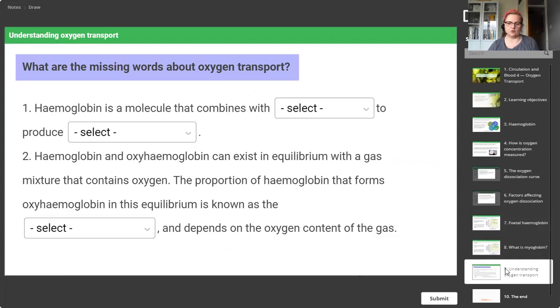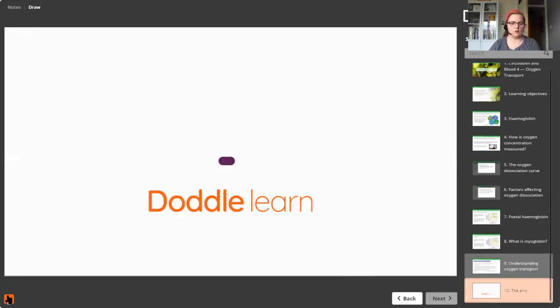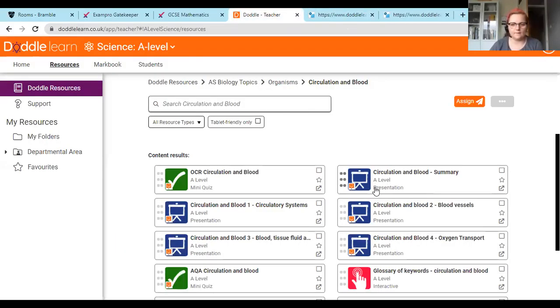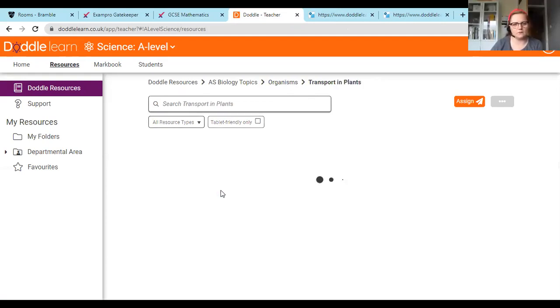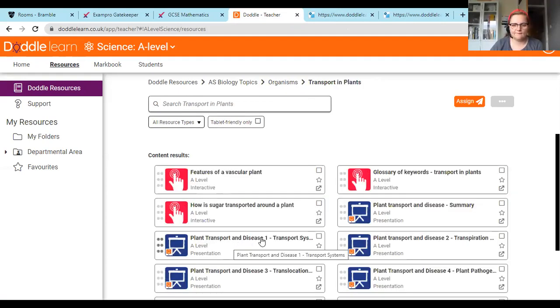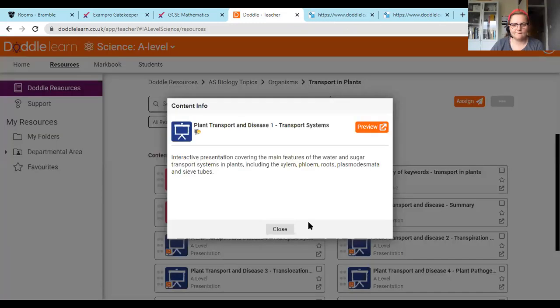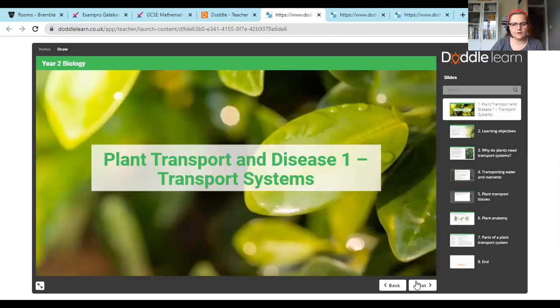Okay, we're getting through this actually quite quick today, so I'm going to do one more little bit. Oxygen transport, blood, we'll do organisms, heart, circulation, transport in plants. We'll go back to plants really quickly. And we're going to look at transport systems in plants.